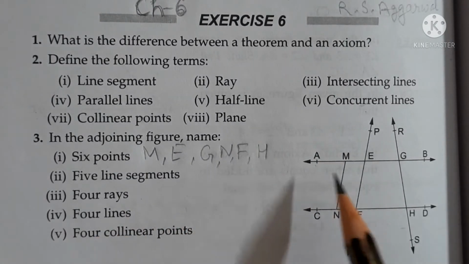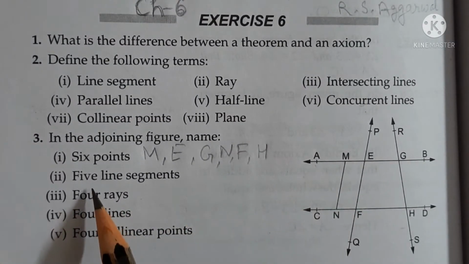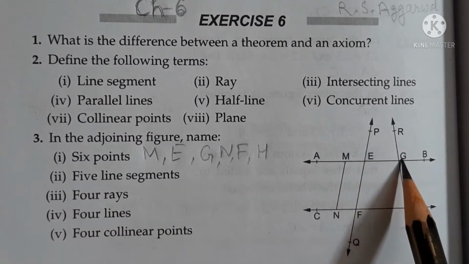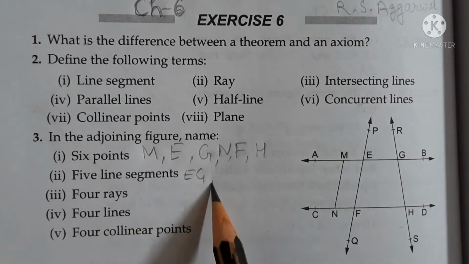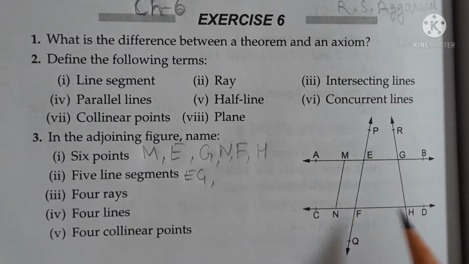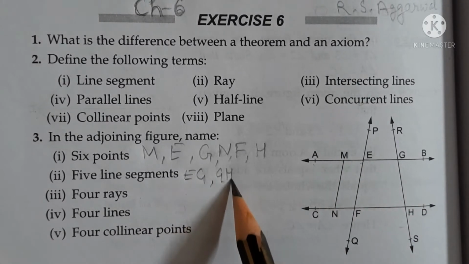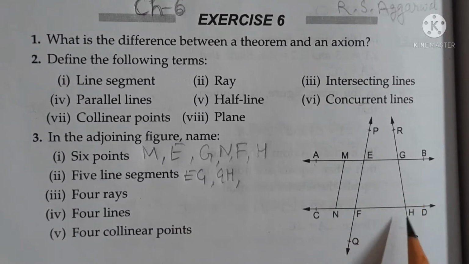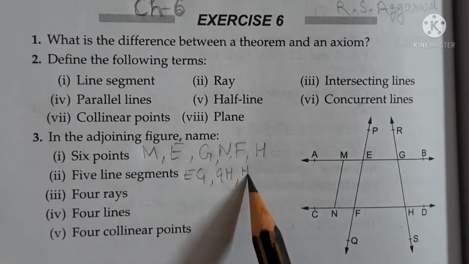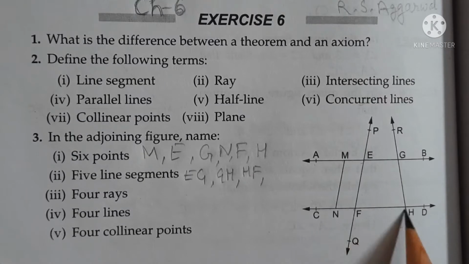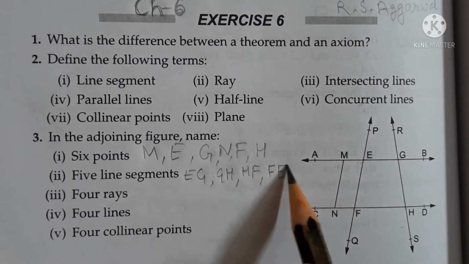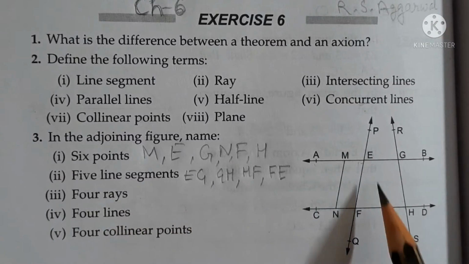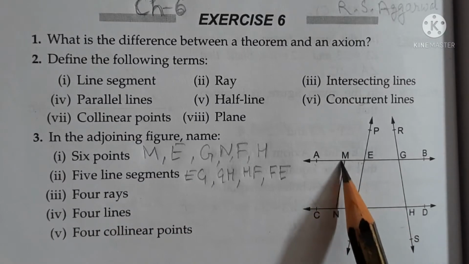6 points. Now 5 line segments: first is EG, second is GH, third is HF, fourth is FE, and one more, ME.